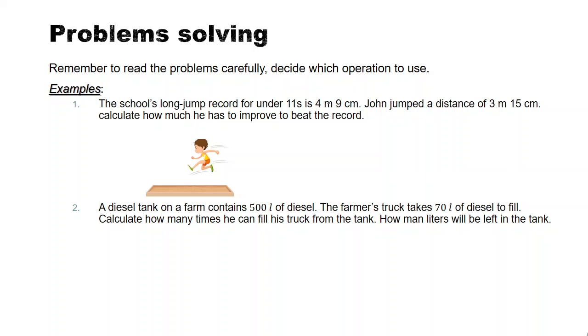Okay, we know that the record is here. What you can do here, you can see that you have to subtract. We want to find how much distance is left to get to 4 meter 9 centimeter. To get that, you subtract 4 meter 9 centimeter. You don't need to convert them even here.